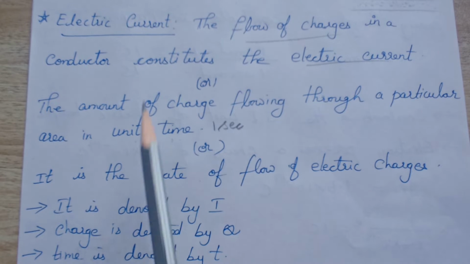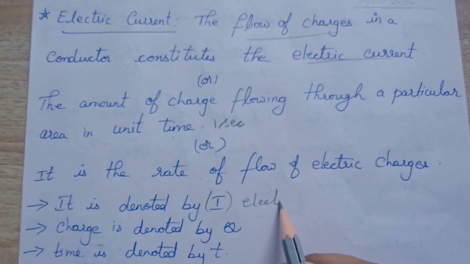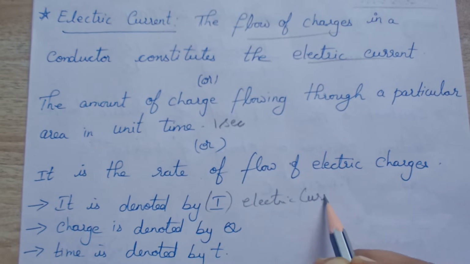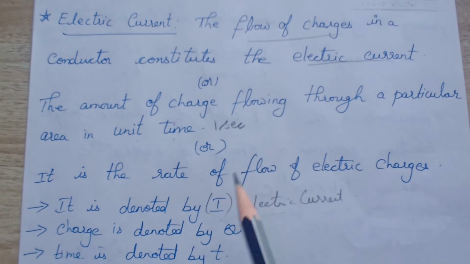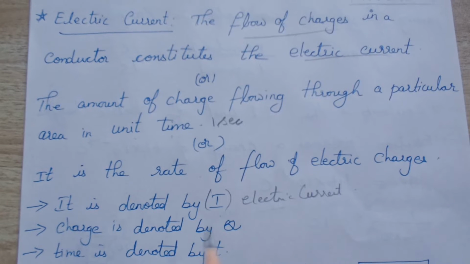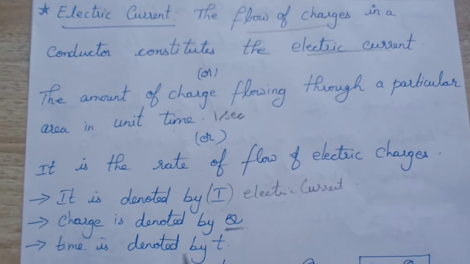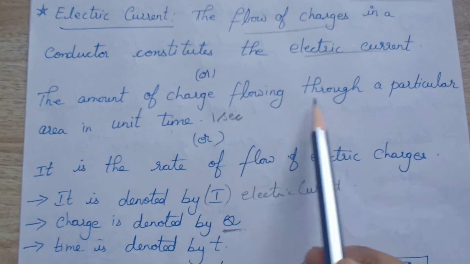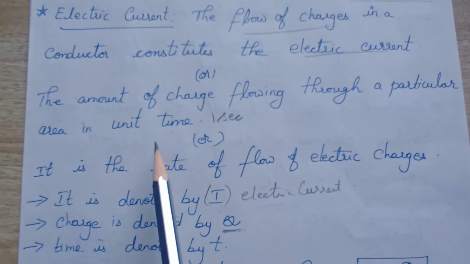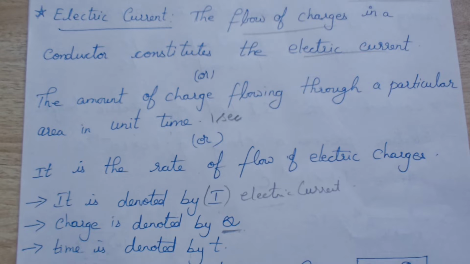How will you denote this electric current? Electric current is denoted by I. The charge is denoted by Q. And the time, how much amount of charge is flowing through a particular area in unit time, so time is also considered. Time is denoted by T.